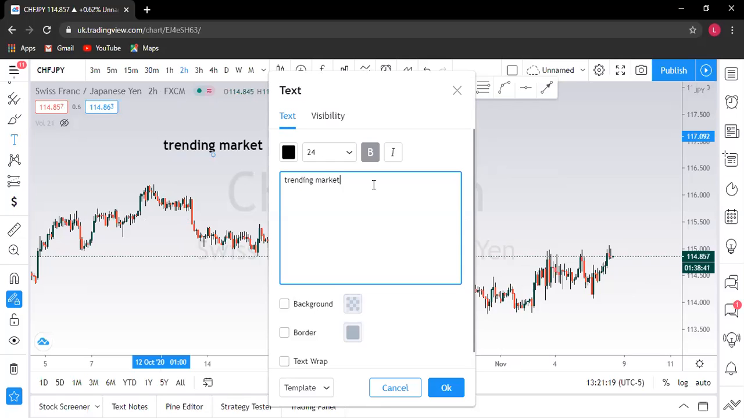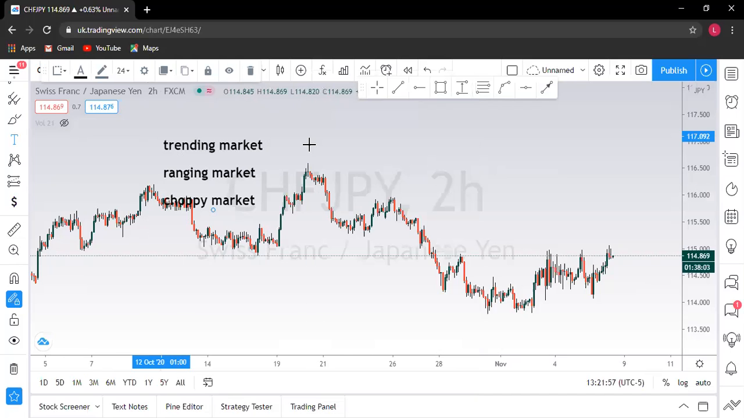The next one that we have is a ranging market. And the next one is a choppy market, which we don't take advantage of. Whenever you spot a choppy market in forex, all you have to do is just leave trading at that moment. Like I said, I'll be starting with a trending market.